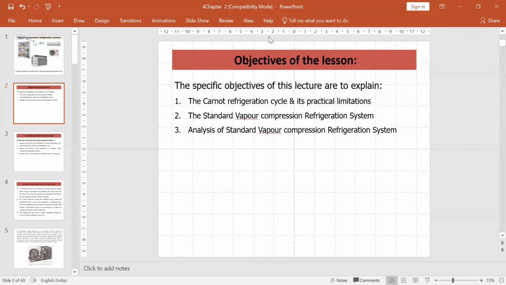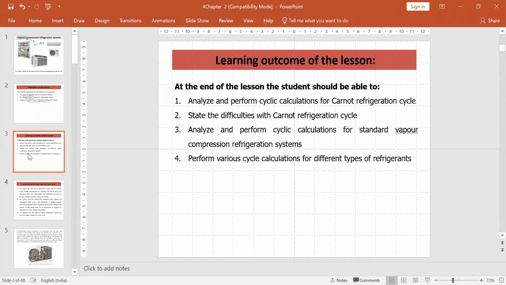cycle. Carnot refrigeration cycle, here also it is there. Then the standard vapour compression refrigeration system, and we'll analyze the standard vapour compression refrigeration system. Learning outcome: analyze and perform cyclic calculation for the Carnot refrigeration system.